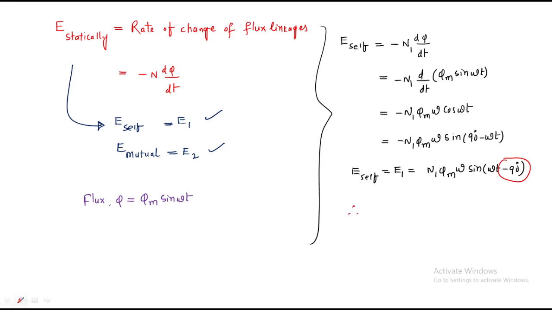Therefore, you can write that statement with a blue marker. Therefore, E1 lags phi or phi m by 90 degrees. That is the angle between E1 and phi m should be equal to 90 degrees. This is a very important observation as of now, right? Next, this is the relationship between flux and EMF, clear.